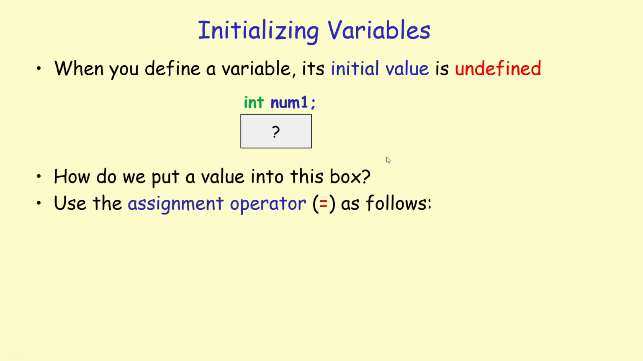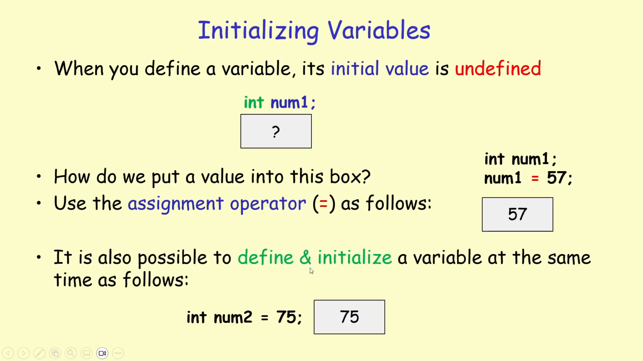To do that, we use the assignment operator, which is an equal sign in C++. So here is how you do it. int num1, this is your declaration. Then you say num1 is equal to 57. Don't think of equality as the mathematical equality. What we're doing is an assignment. We're taking 57 and putting it into the box that num1 is referring to, in a sense. So this is our box that num1 is referring to, and we are putting 57 into it.